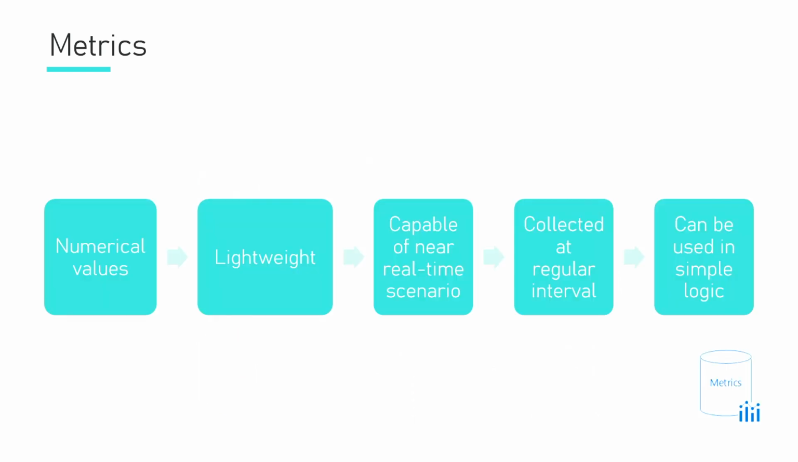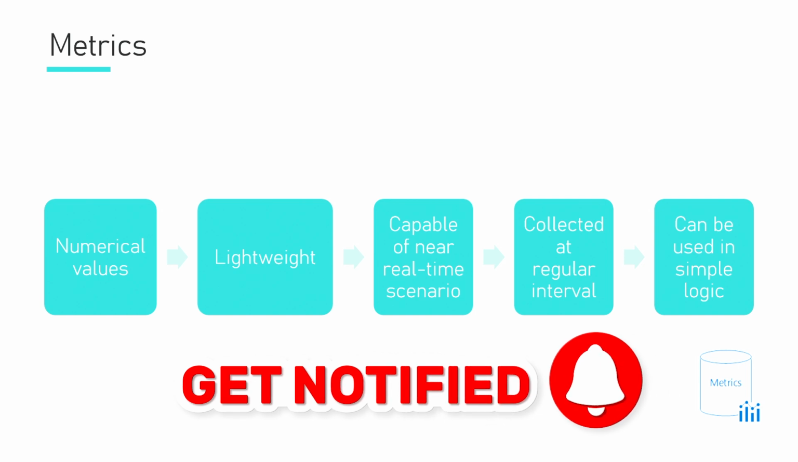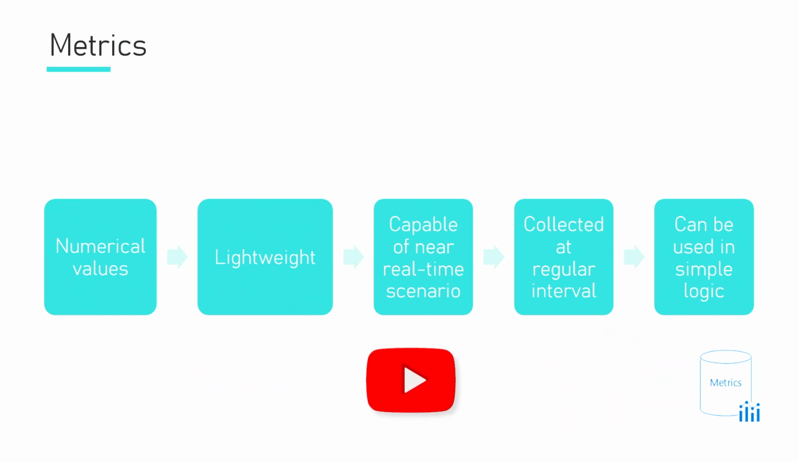What are metrics? Metrics are typically numerical values. They're very lightweight, and they're collected at regular intervals. A metric could be, for example, CPU utilization. When you say, okay, what is my CPU utilization at this moment? It's a numerical value: 80%, 60%, 30%, 40%. You can say, what is the memory utilization at this moment? Memory utilization is 16 gigabytes, 32 gigabytes. There's just a specific number that is generated.